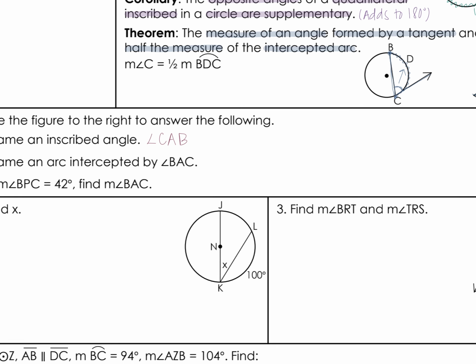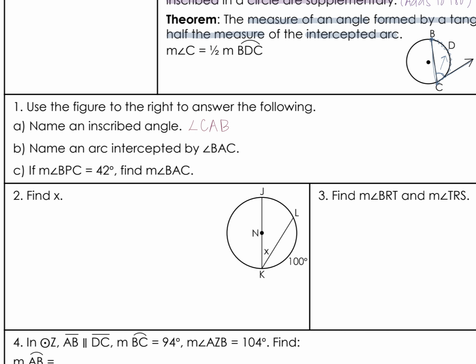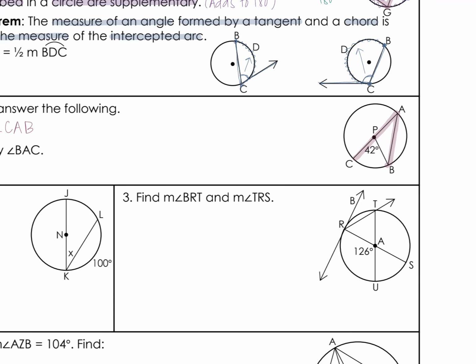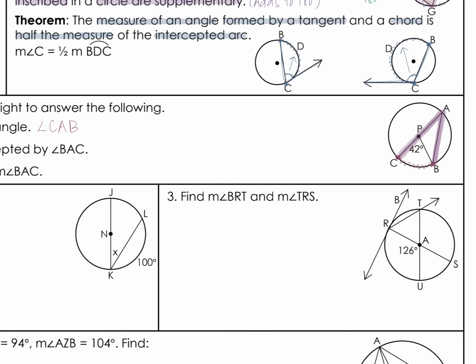Okay. Now we have: name an arc intercepted by the angle BAC. Looking at angle BAC, the inscribed angle we just came up with, our intercepted arc is going to be from those two endpoints and everything in between. And so that would be either arc BC or arc CB.